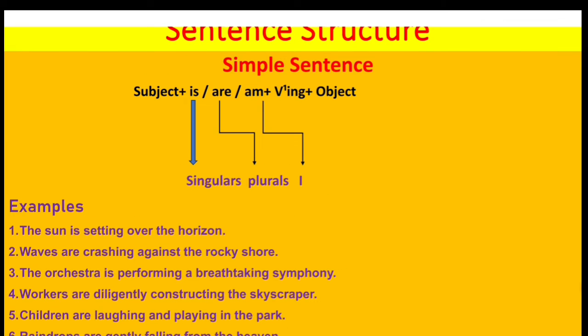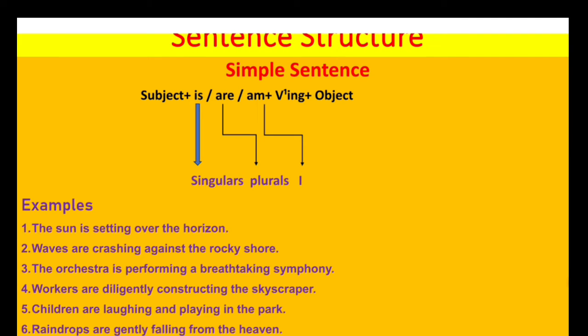The examples are: The sun is setting over the horizon. Here the sun is a singular noun, that's why is is used with the sun. Waves are crashing against the rocky shore. Waves are plural, so the helping verb are is used with waves. The orchestra is performing a breathtaking symphony. Orchestra is a singular noun, that's why is is used. Workers are diligently constructing the skyscraper. Children are laughing and playing in the park. Raindrops are gently falling from the heaven.